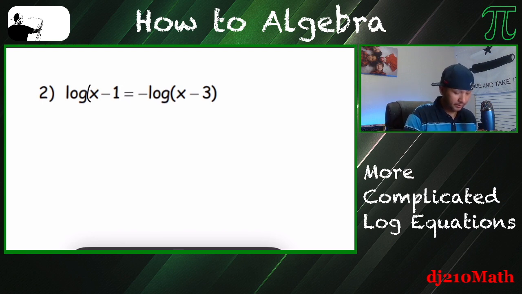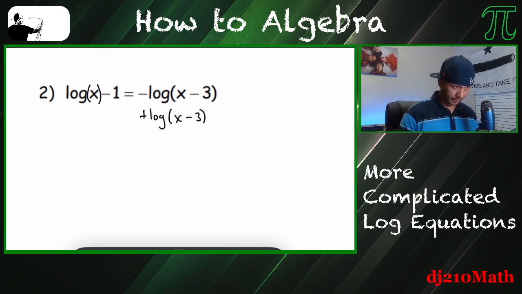With that being said, we're going to move all the logs to one side. I'm going to add log of x minus 3 to both sides because I want to make it positive. And then add 1 to both sides.